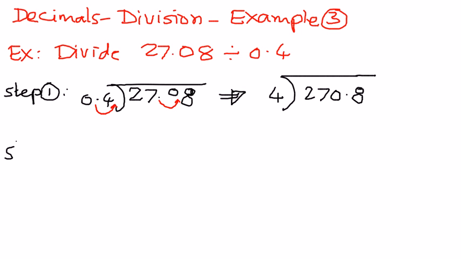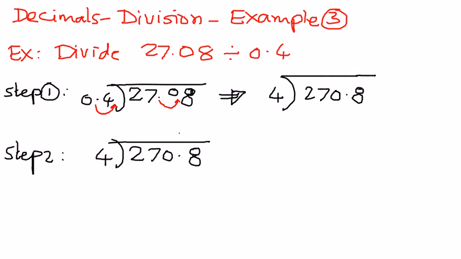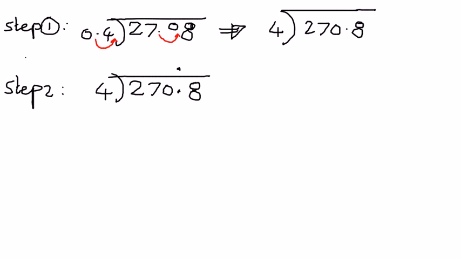Then step 2, we're going to perform the division as if we are performing division of whole numbers. So 270.8 divided by 4, and we're going to place the decimal point right above the decimal point in 270.8. Now we perform the division. So we recall our 4 times table. 4 times what number is equal to or less than 27? 4 times 6 is 24.